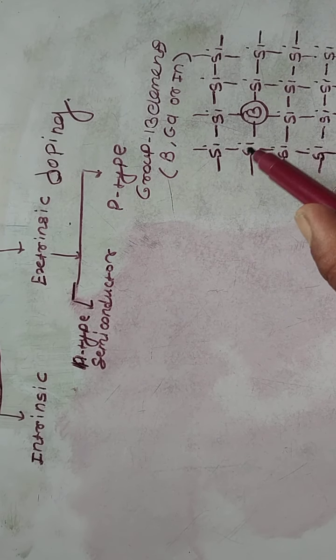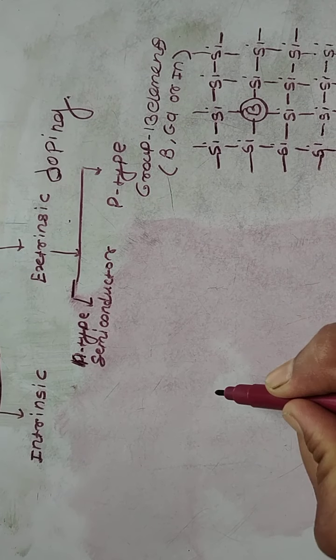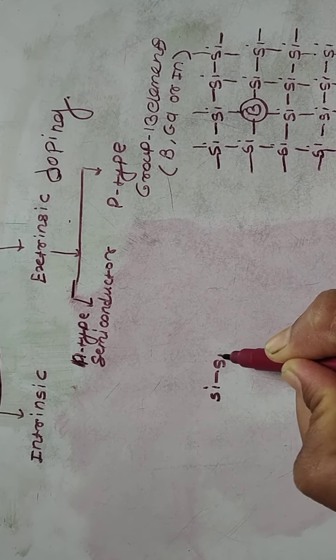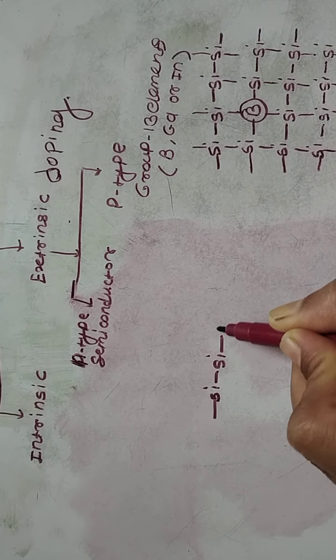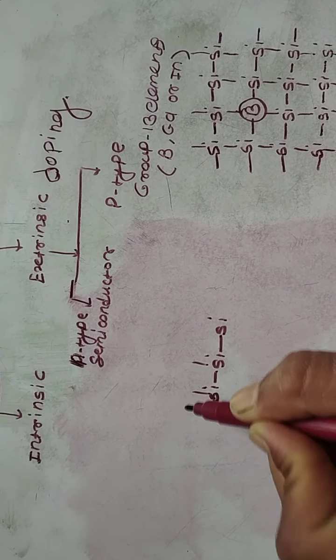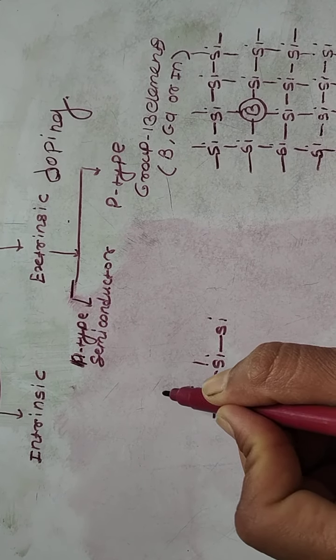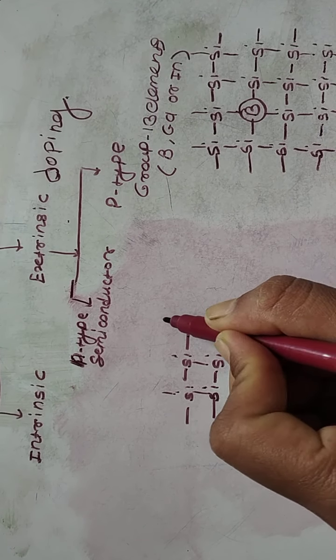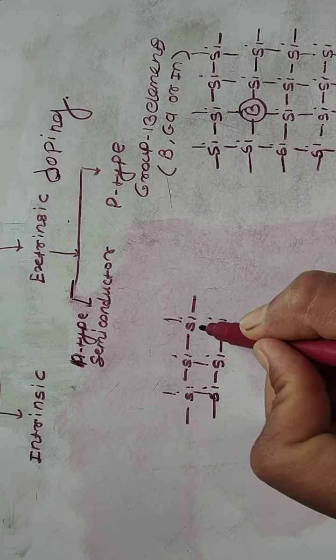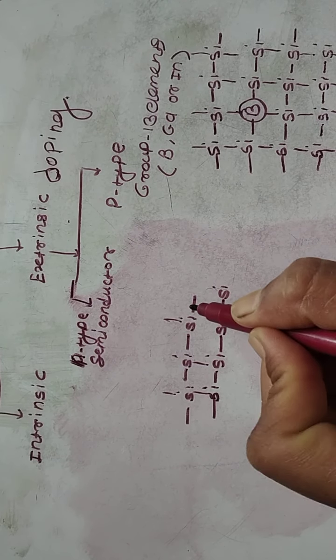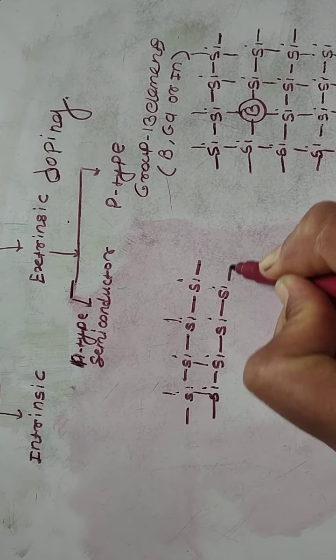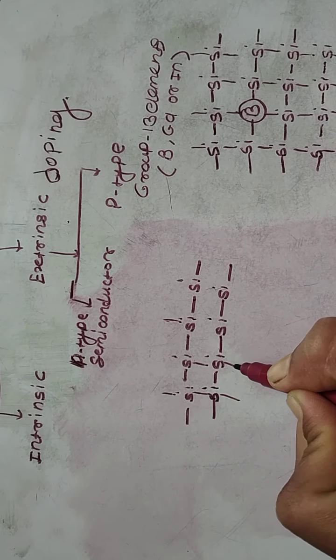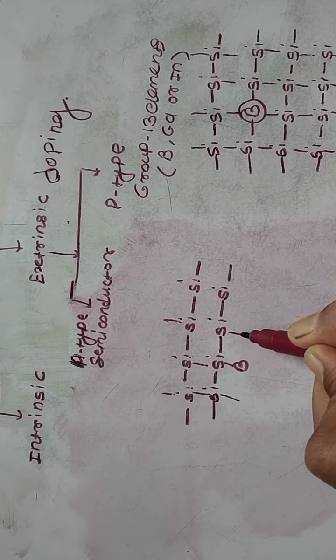element. In p-type semiconductor, this is the pure silicon crystal lattice. This is the pure crystal lattice of silicon or germanium, and you can add to this pure crystal lattice an impurity of group 13 elements.